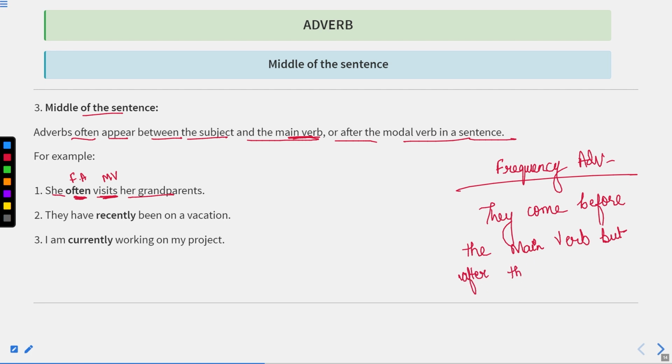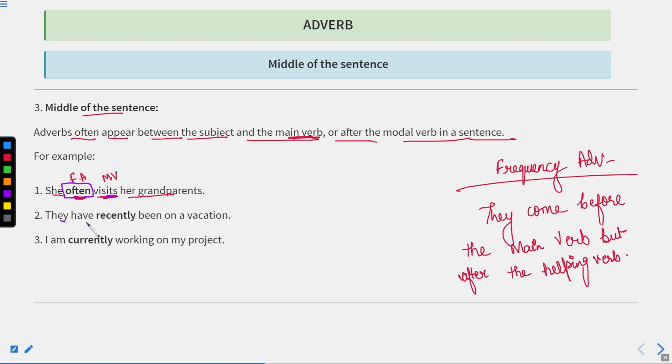Okay, after the helping verb. So here in this sentence, we use this frequency adverb between the helping verb and the main verb. If you see the sentence, it is written, she often visits her grandparents. So this often is the frequency adverb and visits is the main verb.